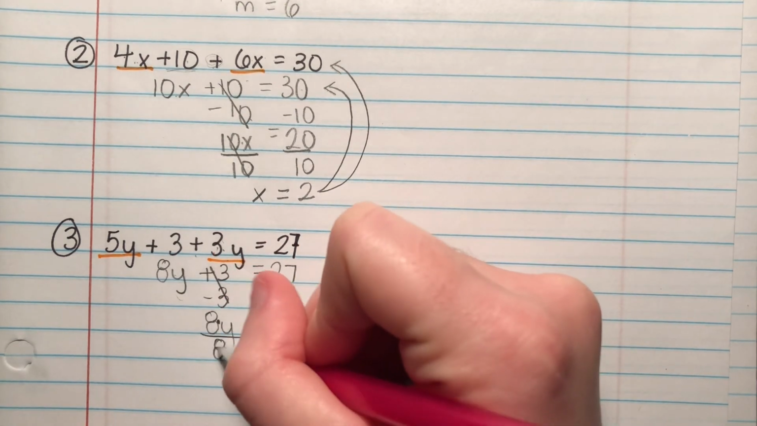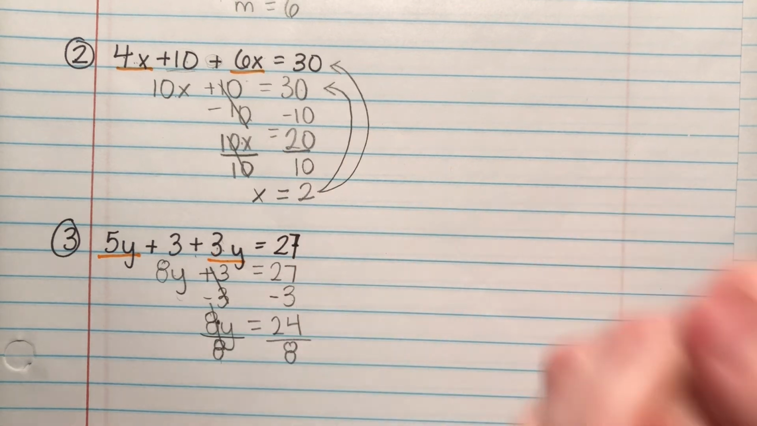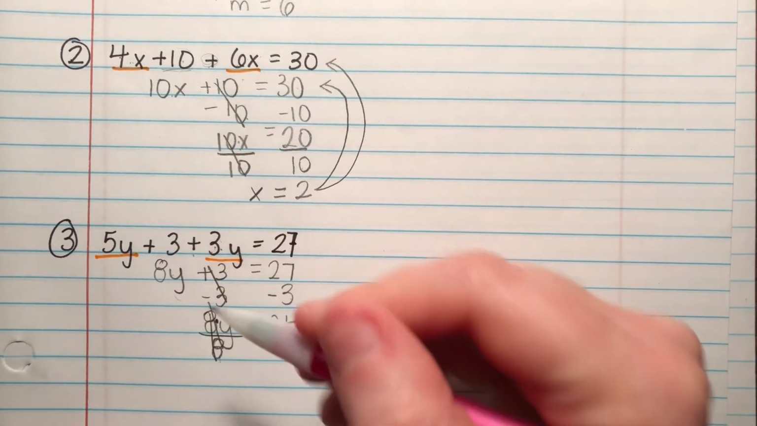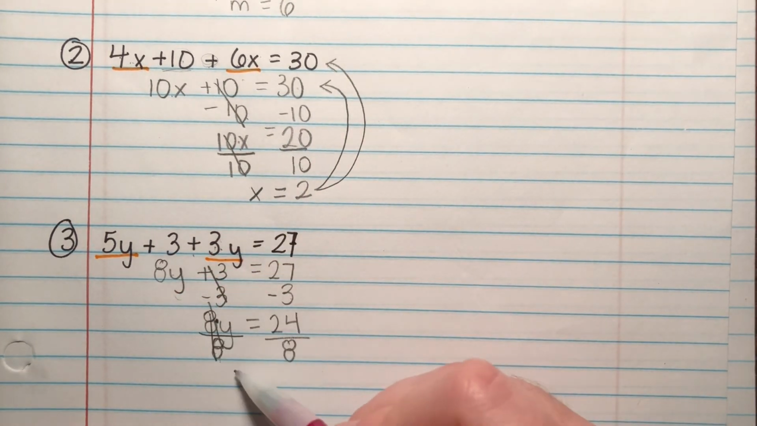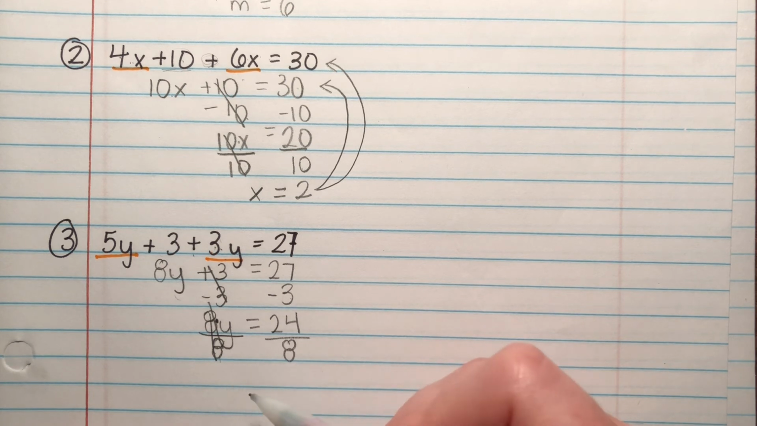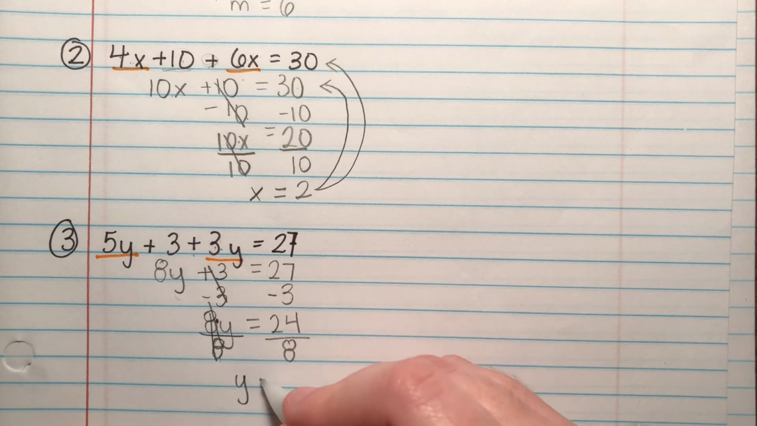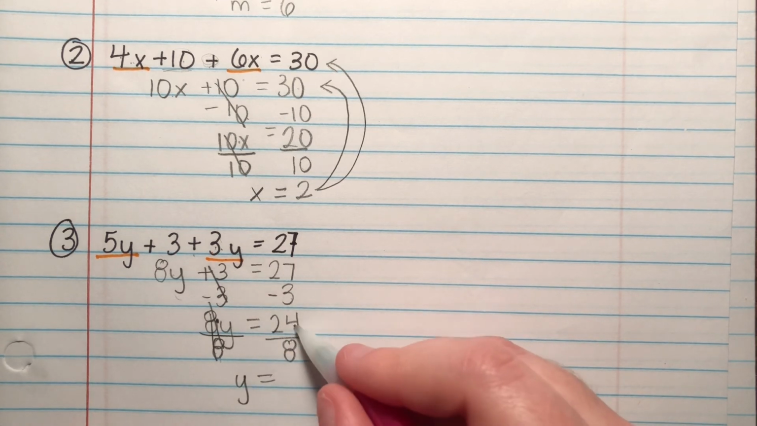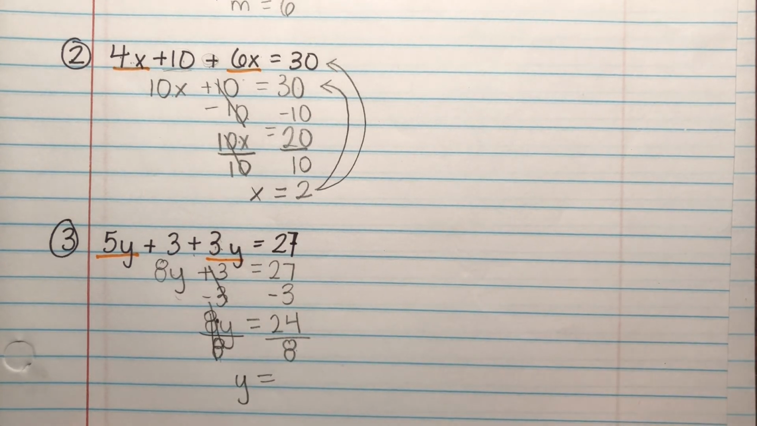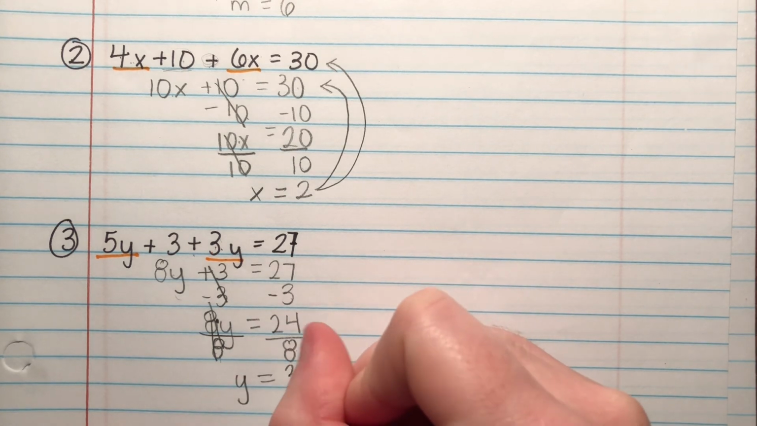So I'm going to cancel those, right? Because 8 divided by 8 is just 1. And if I put 1y or y, it doesn't matter. They're the same thing. So y is all I'm left with on this side equals 24 divided by 8. That's going to give me y equals 3.